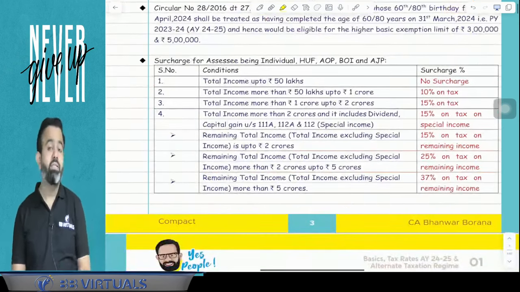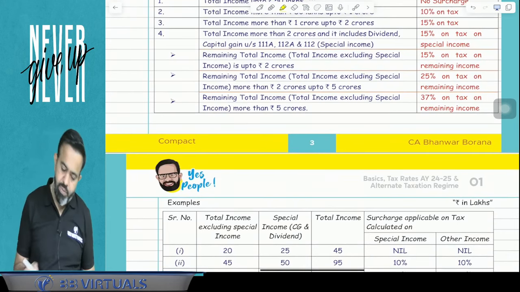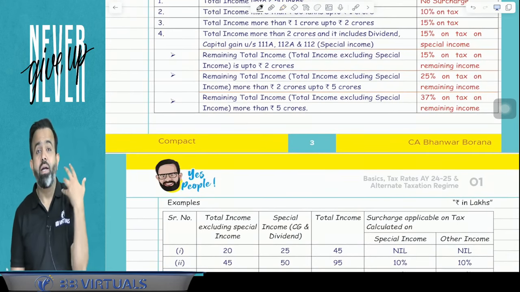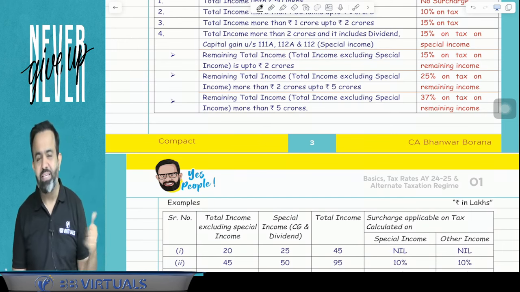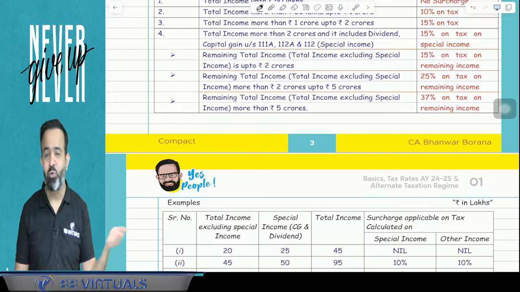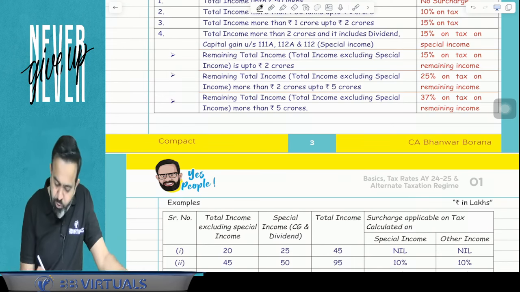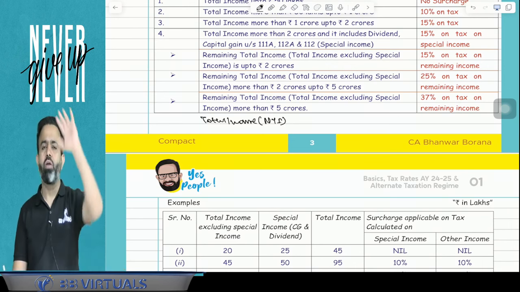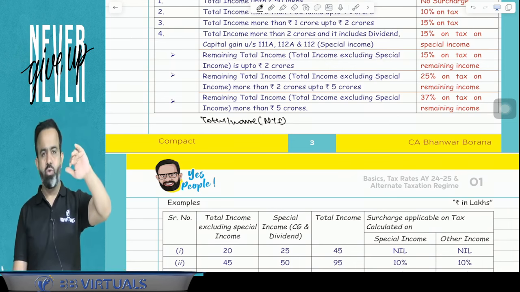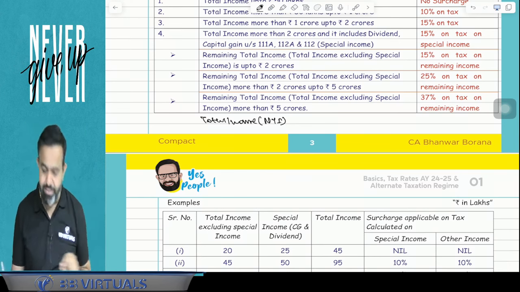Now the question is, is surcharge applicable or not? The answer is yes. Surcharge is applicable when you are earning more income. When you are rich, when you are earning more income, then obviously you have to pay the surcharge also. Surcharge is a tax on tax, you can say. Now, your net taxable income, that is gross total income minus deductions, the remaining is your total income.